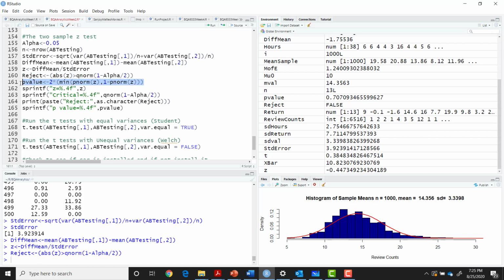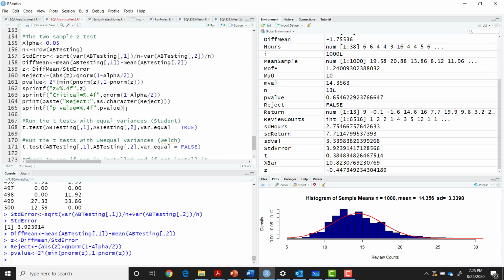And then the p-value, again, we're just basically taking the smaller value. If I'm to the right, if my z is greater than 0, I go to the right. If my z is less than 0, I go to the left. And because it's two-tailed, I multiply it by 2. And then I paste in the results of the test.